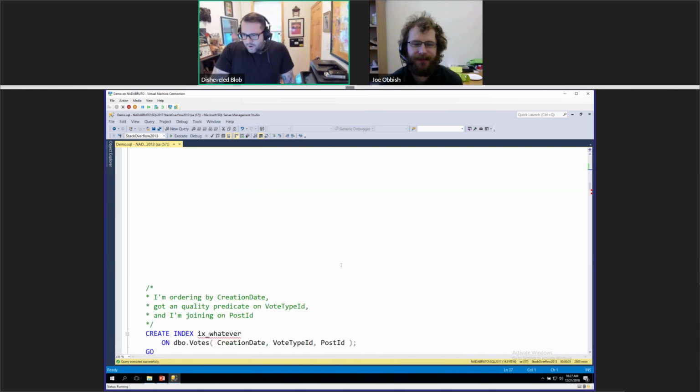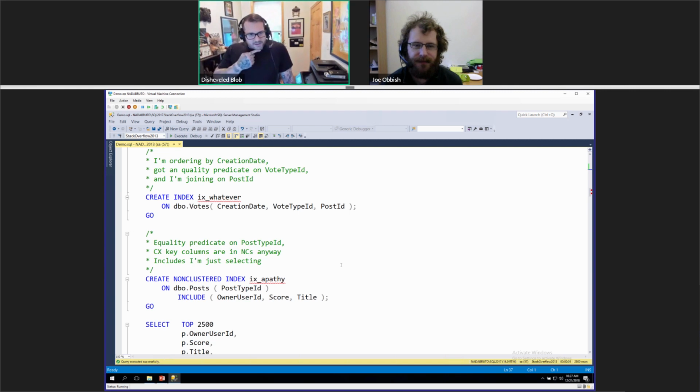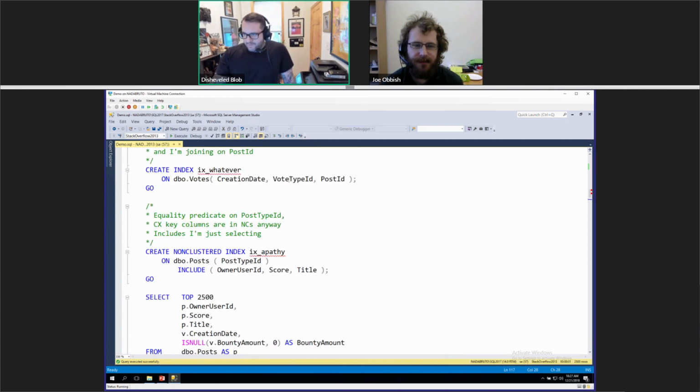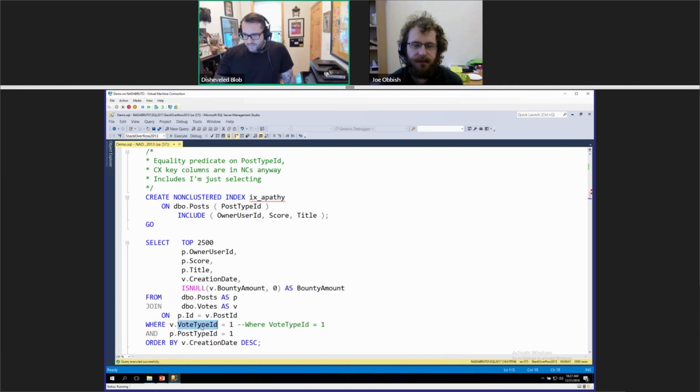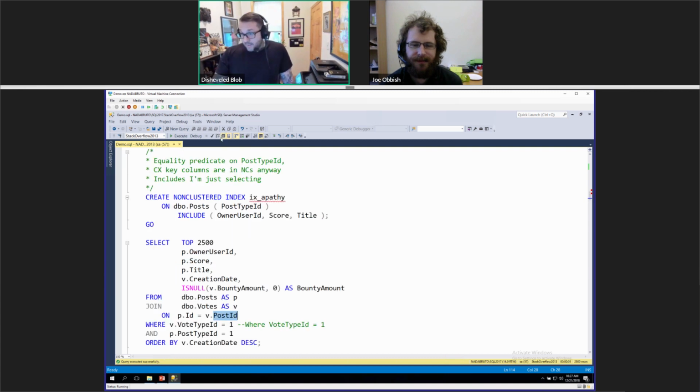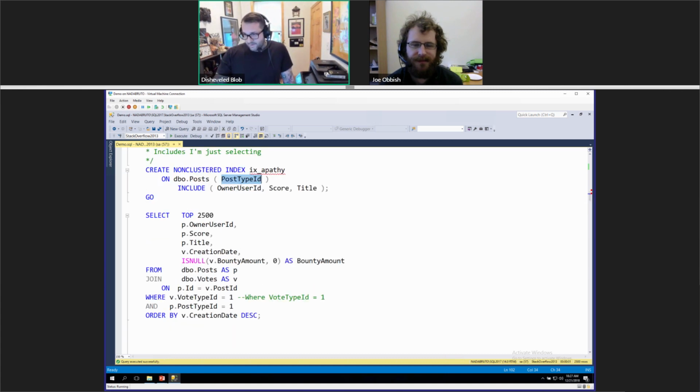But when I turn this query around a little bit, things are going to change. Now, the indexes I have in place here on the votes table, I have the creation date column because I'm ordering by creation date. And I have the vote type ID column because I'm filtering on vote type ID. And I have the post ID column because I'm joining on it. That's from the votes table. And then in the post table, I have a key in my index on post type ID right there. I don't need the ID column in the index definition because it's a clustered index and it's going to be implicitly present in all my non-clustered indexes. And then I'm just including these three columns because all I'm doing is selecting them up here. I'm not doing any filtering, joining, ordering, or grouping.